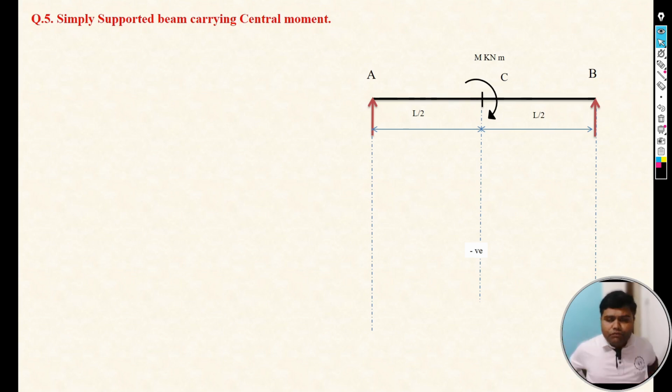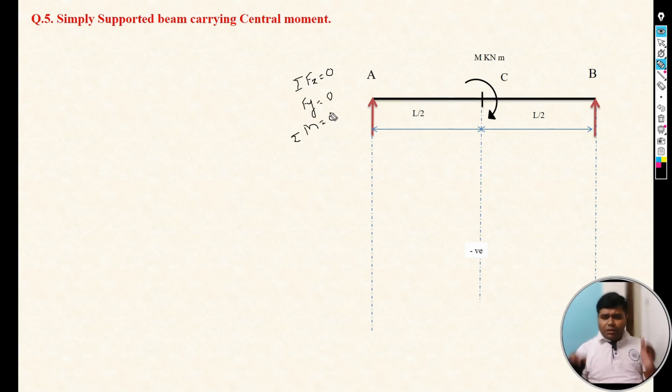We know that to draw the shear force and bending moment diagram, first we have to calculate the support reactions, then calculate the shear force at each point, and third, calculate the bending moment at each point. For the support reactions, we use three equilibrium conditions: summation Fx equals 0, summation Fy equals 0, and summation M equals 0.